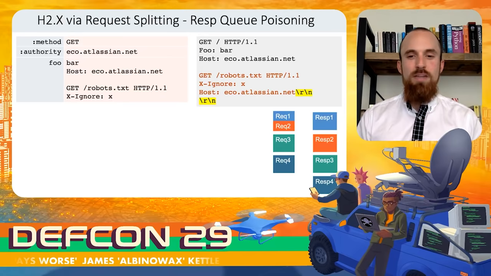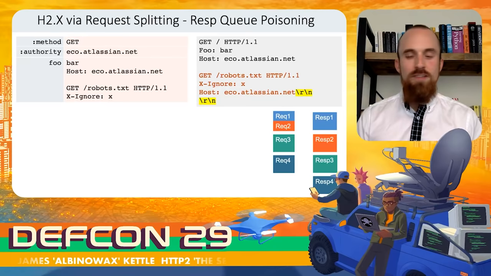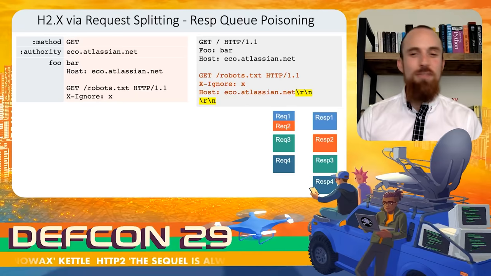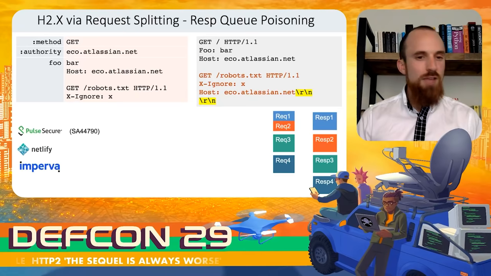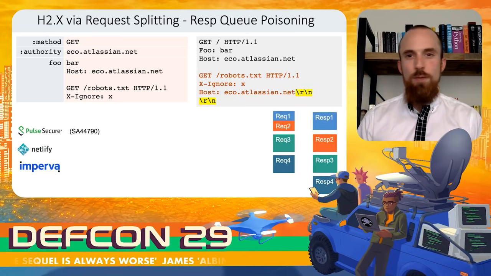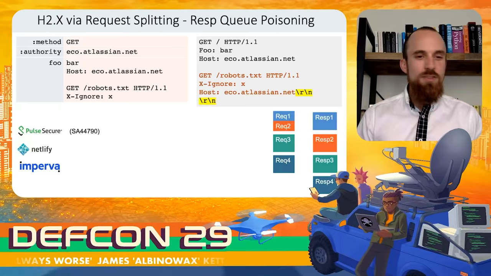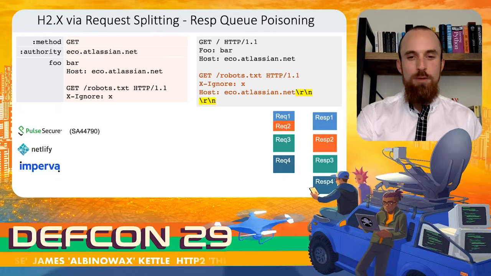So if you find a request smuggling vulnerability and someone demands to see the impact of it, smuggling exactly 2 requests should get them the evidence that they're looking for. The root cause of this was Atlassian was using the Pulse Secure Virtual Traffic Manager front end, which shouldn't be confused with Pulse Secure's notorious VPN. We also saw that this worked on Netlify, and as usual with most of my techniques, it also worked on the Imperva Cloud WAF thing.